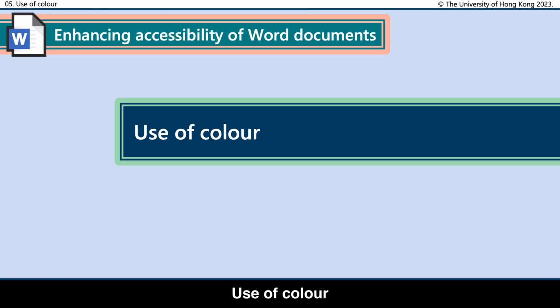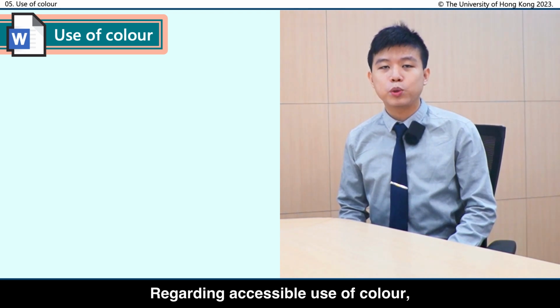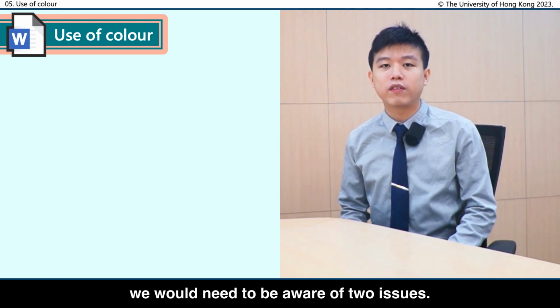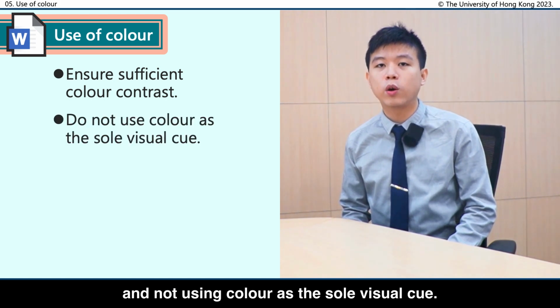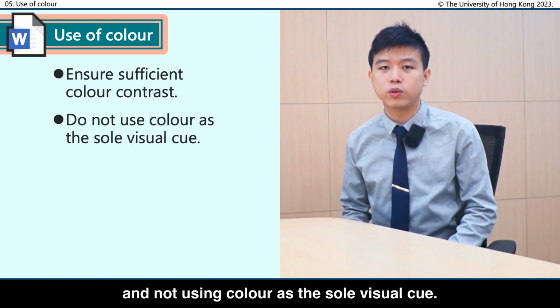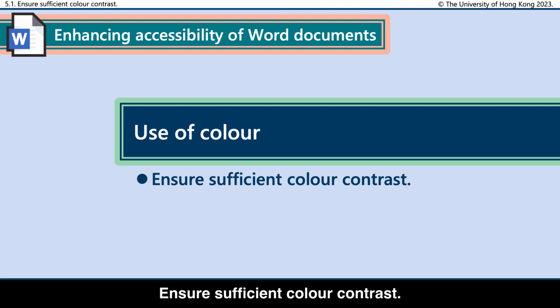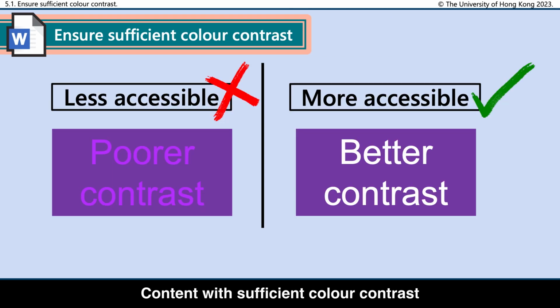Use of color. Regarding accessible use of color, we would need to be aware of 2 issues: ensuring sufficient color contrast and not using color as the sole visual cue. Ensure sufficient color contrast. Content with sufficient color contrast is easier for everyone to read.